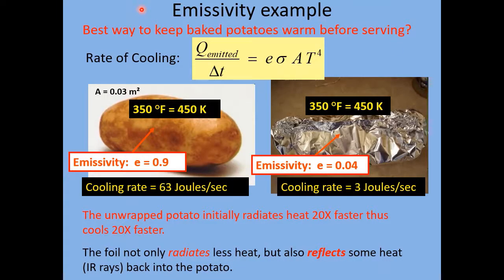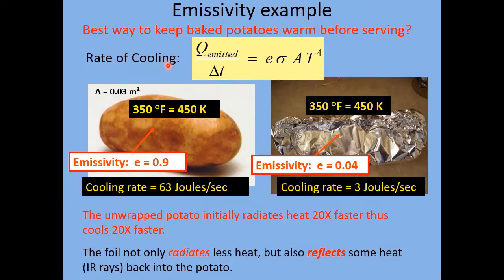Let's do an example that uses radiative cooling and emissivity. This is a little bit of home economics here. What's the best way to keep baked potatoes warm before we serve them? So, we take the potatoes out of the oven. Should we leave them just kind of bare like this, or should we wrap them in foil? You could argue maybe the foil is going to help, although maybe the foil will conduct heat away from the potato and it'll actually cool faster. So what's the best way to keep our hot potatoes hot?